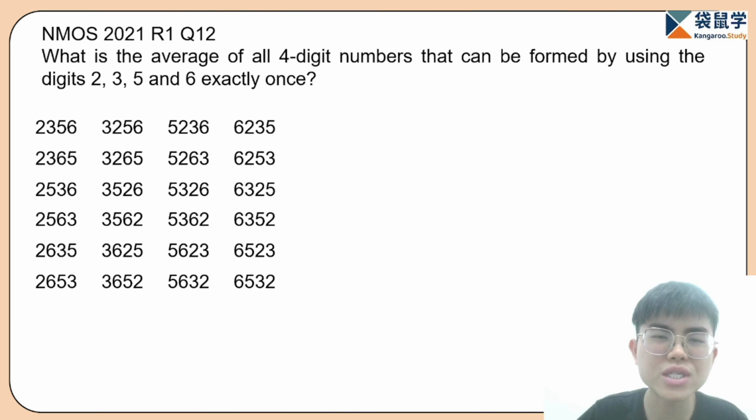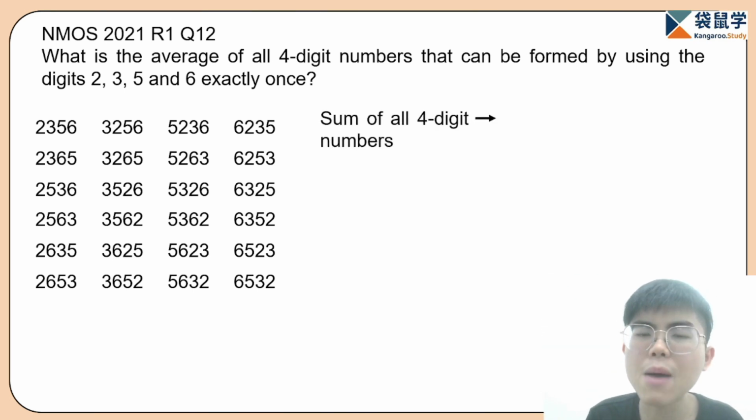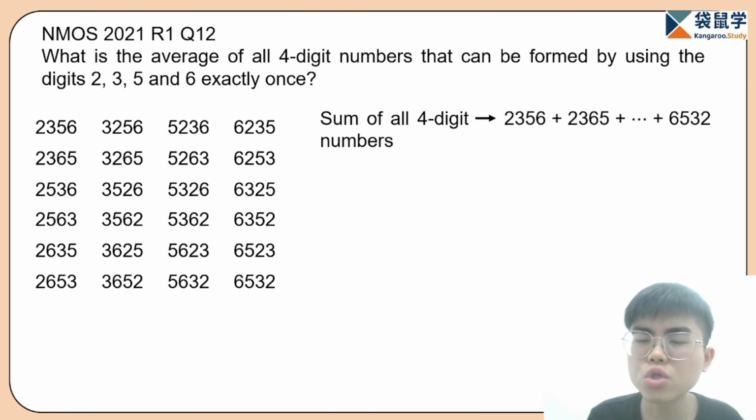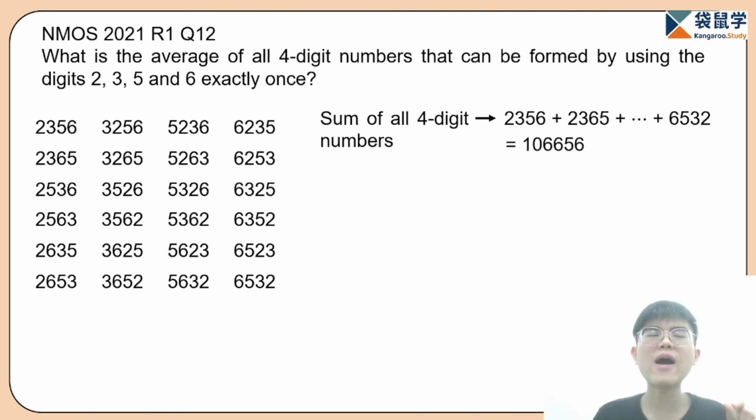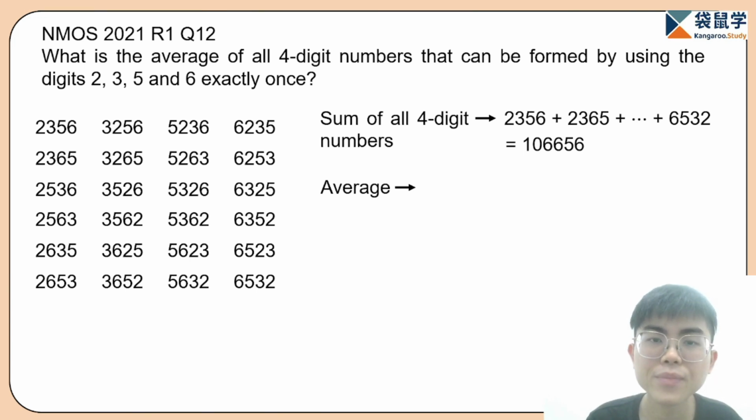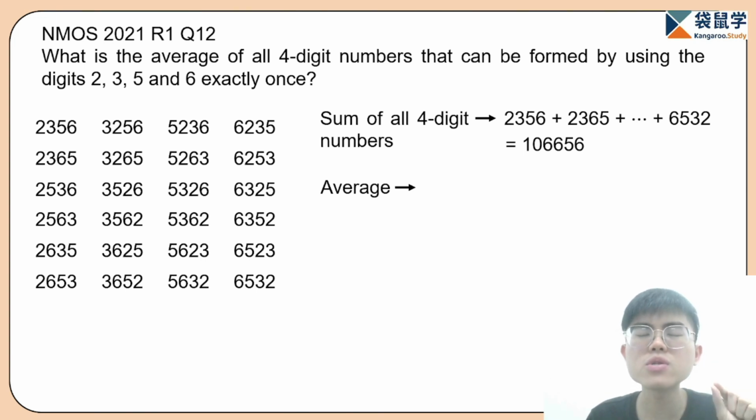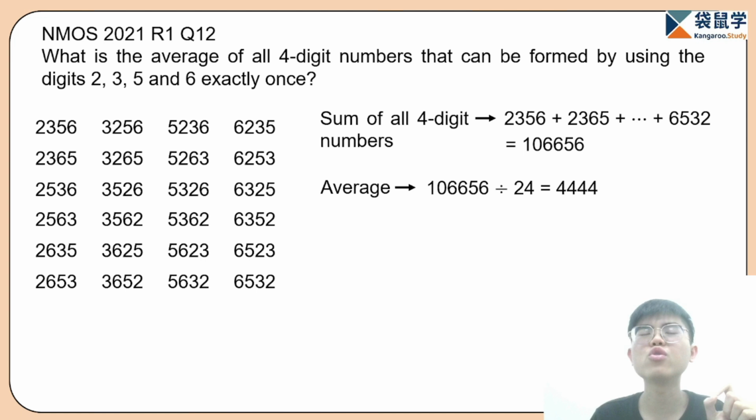The very direct approach is that we just directly sum them out. You can see that in this case, we have the sum of all of the 4-digit numbers, which is just 2, 3, 5, 6 plus 2, 3, 6, 5, and you sum all the way until the last number 6, 5, 3, 2. And you see that the answer will be equal to 106656. Now to find the average, how many 4-digit numbers are there? We have 24. So to find the average, you just use the total that we have just found divided by 24. The answer will be 4444.